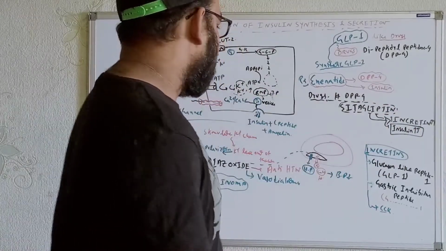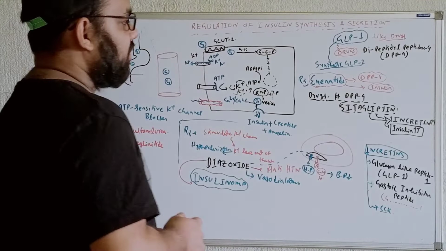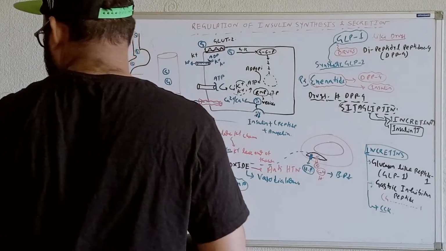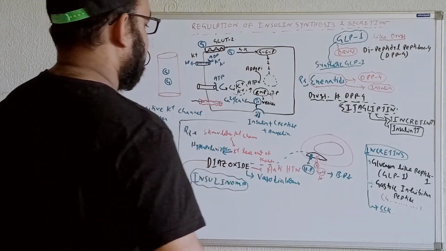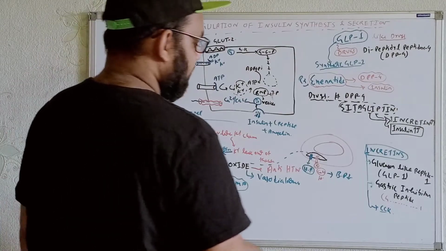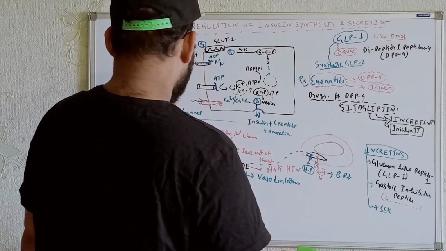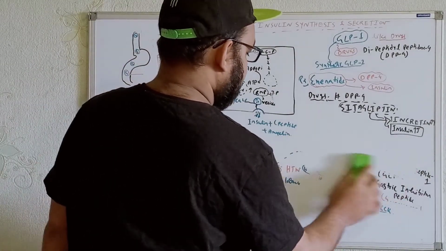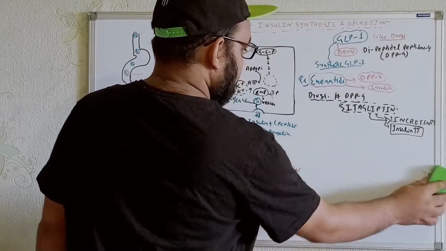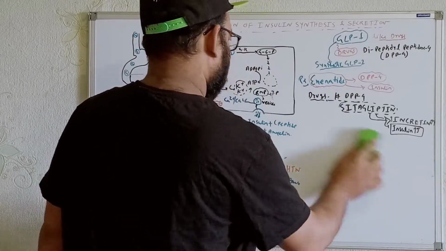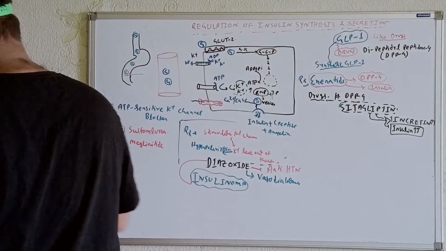Okay. Now we'll talk about certain kinds of hormones, and how they activate the different kinds of insulin secretion. Okay, let's talk about those things. For that, I have to erase some part from here. Now we'll talk about all these things.